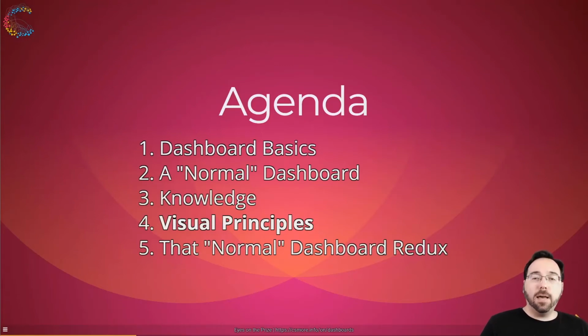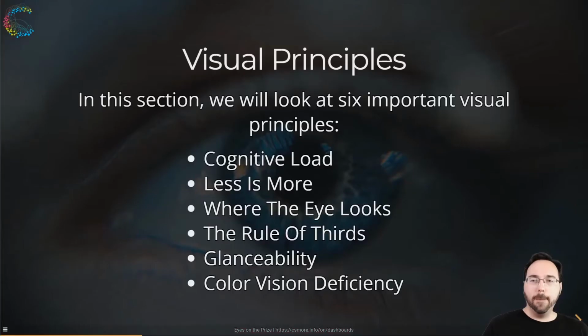Next thing I want to talk about is visual principles. There are 6 important visual principles, the first one of which is cognitive load. I should note that for each of these visual principles, the way that people figure this out is typically they take a bunch of undergraduate students from colleges, give them beer money, and have them fill out surveys. So take some of these with a grain of salt.